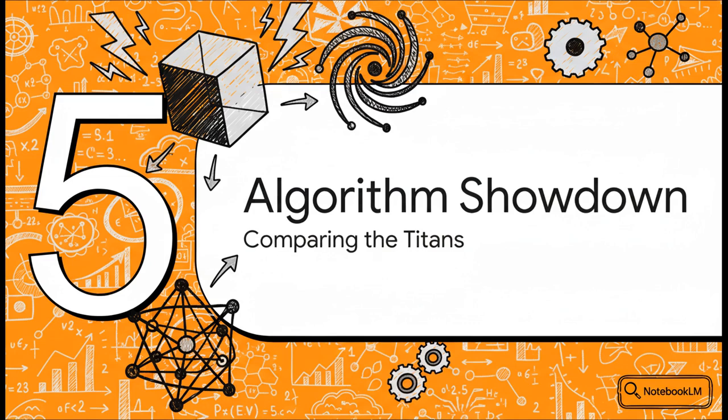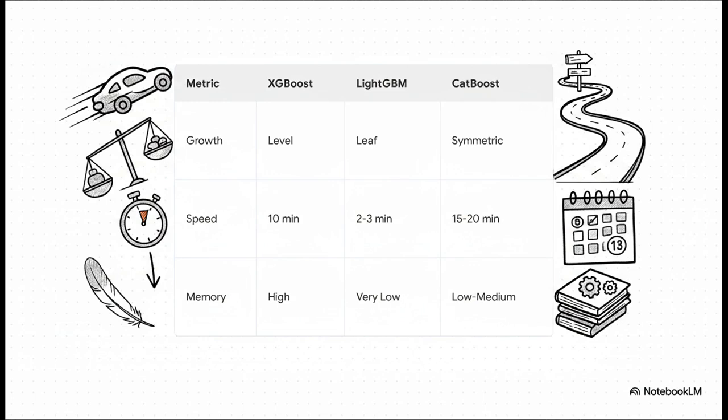Section 5, the ultimate algorithm showdown. So we have these three mathematical giants. Let's put them in the ring together and rapidly run through these benchmarks on a million rows of data. For pure speed and memory efficiency, LightGBM is the undisputed champion. It processes that million-row dataset in roughly 2 to 3 minutes with remarkably low memory usage. XGBoost sits right in the middle at around 10 minutes, while CatBoost takes a bit longer, up to maybe 15 or 20 minutes. And that's because of the heavy bookkeeping required for that ordered boosting we just talked about.